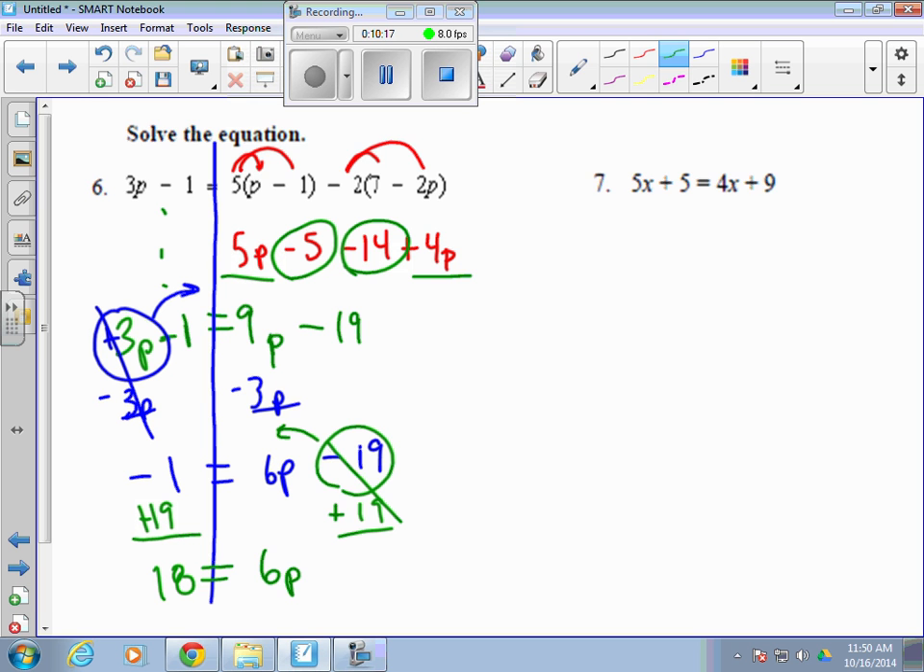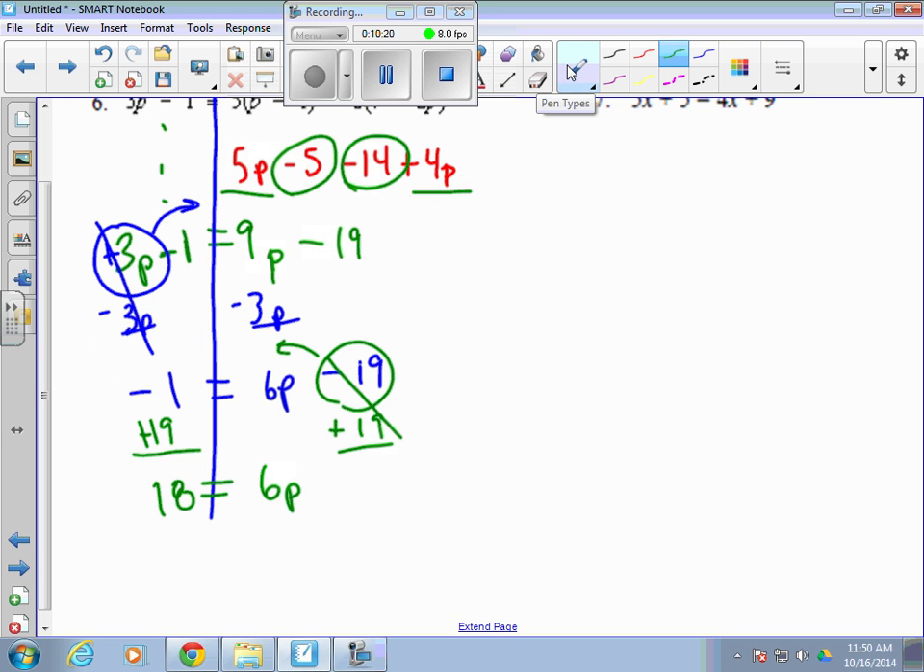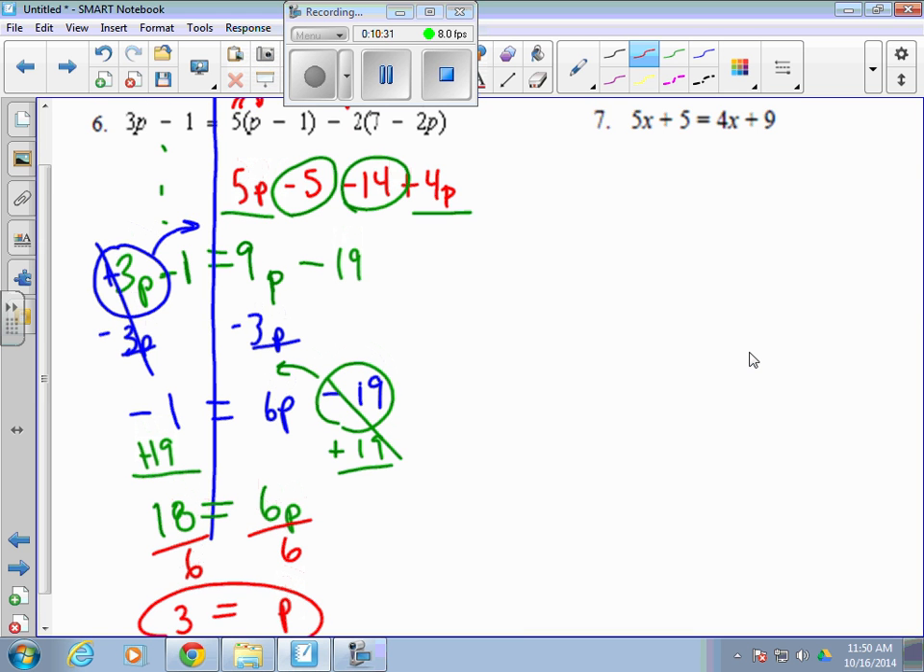Equals 6p. Undo 6 times p to get p by itself. And when you divide both sides by 6, p is going to be equal to 3. So p equals 3 for number 6.